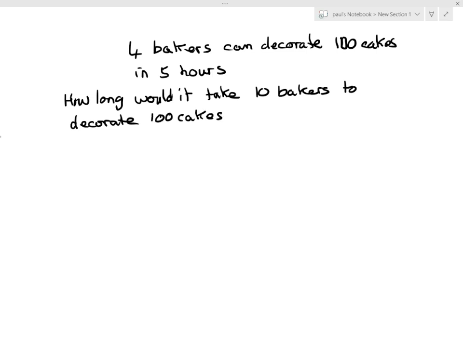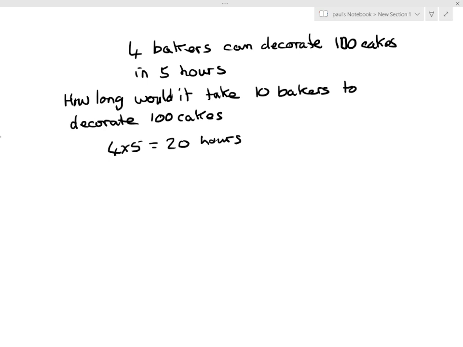Now, what we're going to do here, you can either scale up this from 4 to 10 and then scale back from 5, because this is inversely proportional, inverse proportion, because the more bakers we have, the less time it takes to decorate the cakes. Or you can go, well, 4 bakers, 5 hours. If there were 1 baker, it would take 4 times as long, wouldn't it? So you can go for 1 baker is 4 times 5, which equals 20 hours.